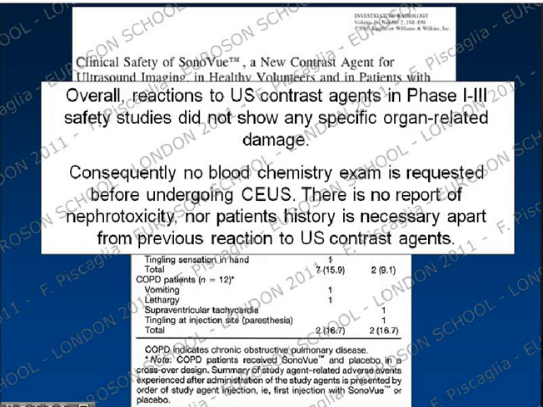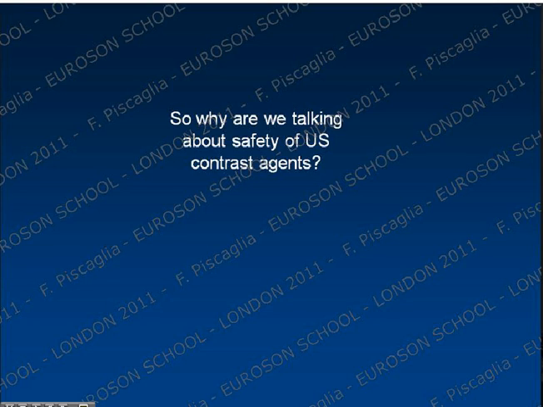Consequently, no blood chemistry exam is requested before undergoing CEUS, and up to now there is no report of nephrotoxicity, nor is patient's history necessary apart from previous reaction to ultrasound contrast agents, and we will see later the cardiac status. But we don't need any specific blood examination, biochemistry investigation before we can inject an ultrasound contrast agent to the patient. We only have to very briefly take the patient history. So if ultrasound contrast agents appear to be that safe, why are we talking about the safety of CEUS?